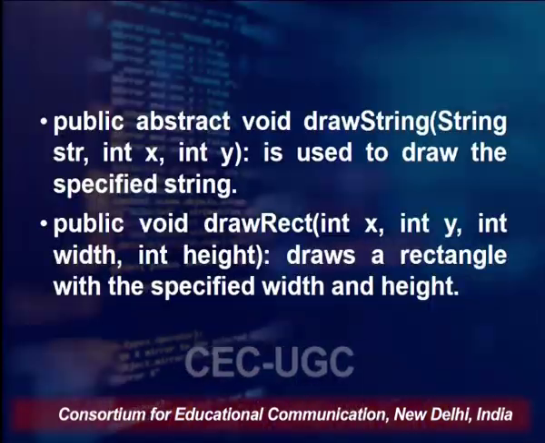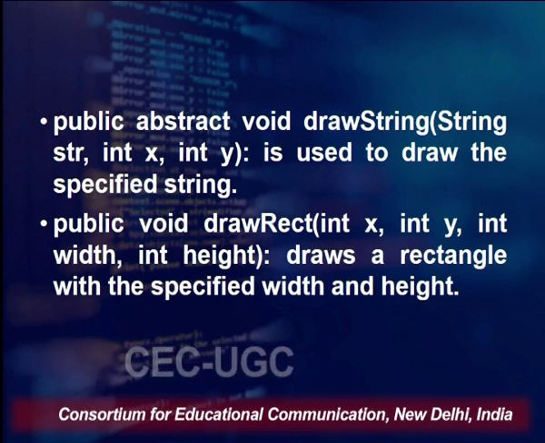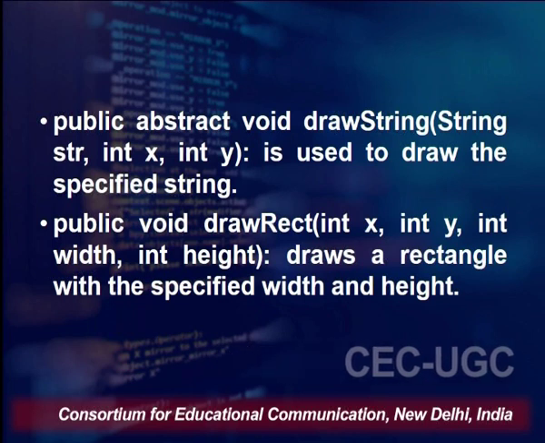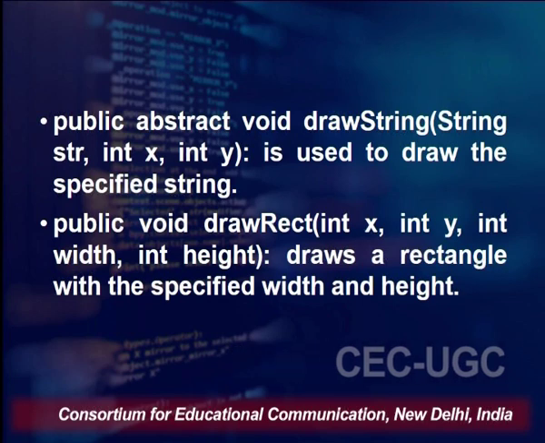Then apart from this, if you want to draw a rectangle, then the Graphics class is going to provide you a method which is drawRect, R-E-C-T. It is public void, not returning anything, and it is going to ask for 4 parameters: x, y, then integer width and integer height. So, it is going to draw a rectangle with a specified width and height starting at this x and y. x and y will be the coordinate of the starting point, the leftmost point, and then it is going to be extended by its height and its width. So, a rectangle will be drawn with the specified width and height.